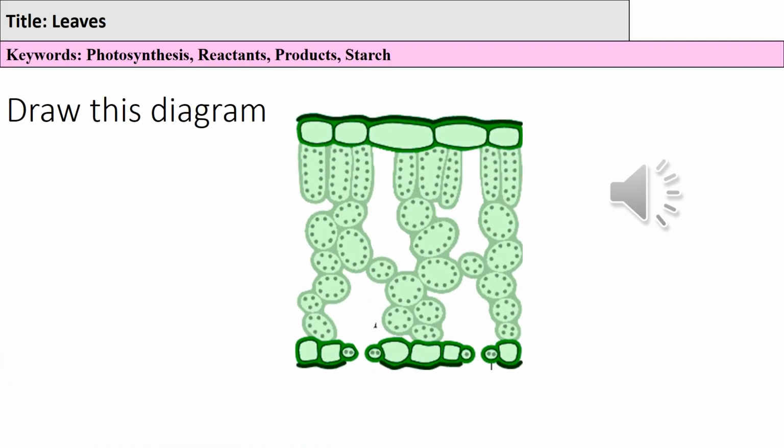Okay, so what I want you to do to start off, we are looking at the structures inside a leaf, so therefore we need a diagram of the structure of a leaf. So I want you to copy out this diagram. It doesn't have to be perfect. We're not looking for a Rembrandt or a Van Gogh. So just a very rough diagram of this picture, and then we're going to label it as we go through each slide. Off you go.